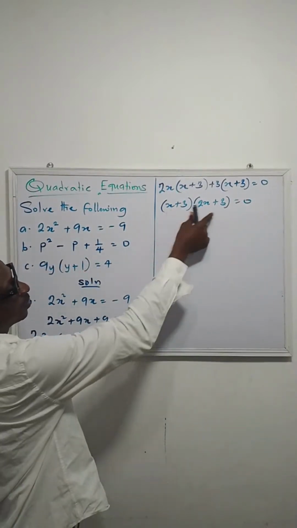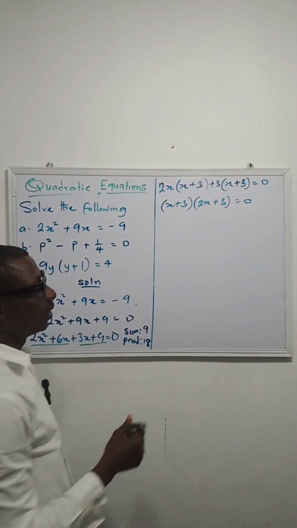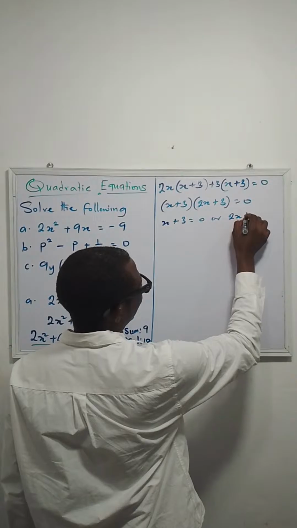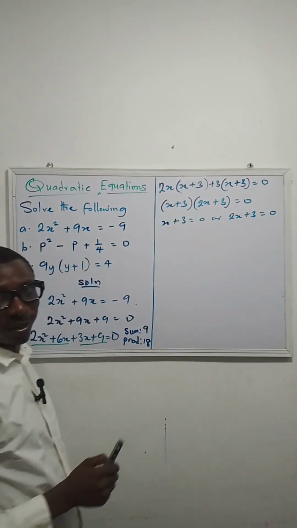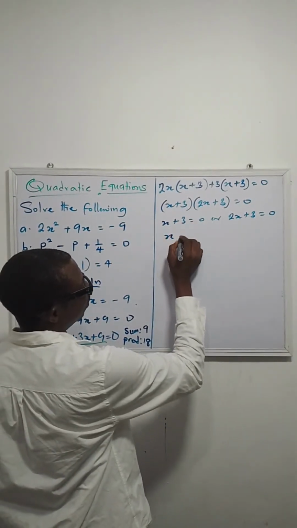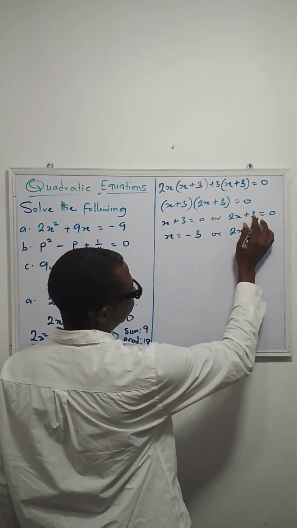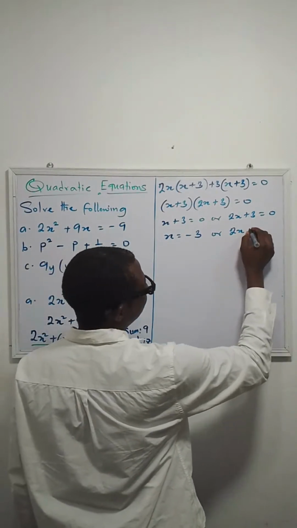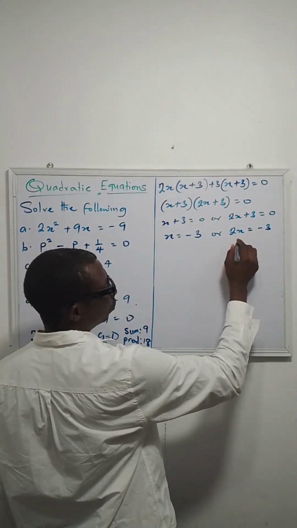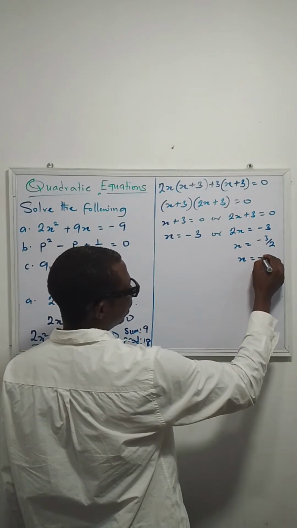Okay, so we have two factors multiplying each other to give 0. So it's either the first one is 0 or the second one. So we have x plus 3 equals 0, or 2x plus 3 equals 0. Hope you get that. Okay, good. Now you subtract 3 from both sides here. You have x equals negative 3, or 2x equals negative 3. Here you can divide both sides by 2. So you have x equals negative 3 over 2, and therefore x equals negative 1 and 1 over 2.